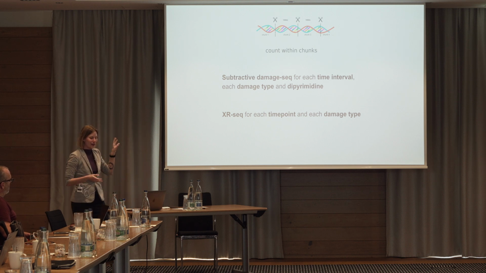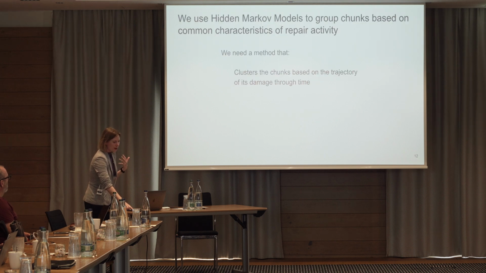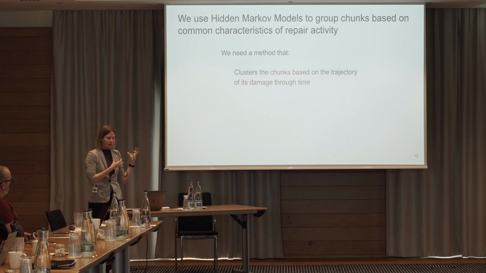So, okay, we take both types of data, we count the amount of repair happening, and we preprocess the data a bit to have some encoding of the repair happening in different 100 kilobase chunks. For the damage-seq, we have the encoding for each time interval, each damage type, and each dipyrimidine. For the XR-seq, we have only time points and the damage types. They don't look at the dipyrimidines. So what do we do now? How can we now recover the repair activity, group the chunks of the genome, and understand whether there are any specific dynamics in different parts of the genome that we can uncover from this encoding?